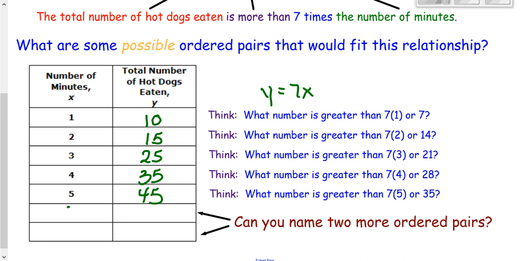Let's think of some other ordered pairs. Let's continue. Well, in 6 minutes, remember he was eating 42 hot dogs. So let's say he needs to eat 50. And in 7 minutes, he was eating 49 hot dogs. Let's say he needs to eat 60.